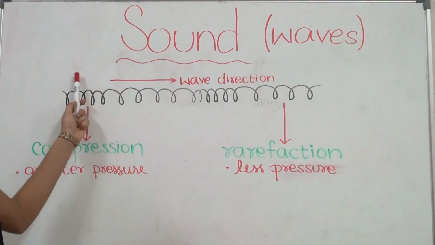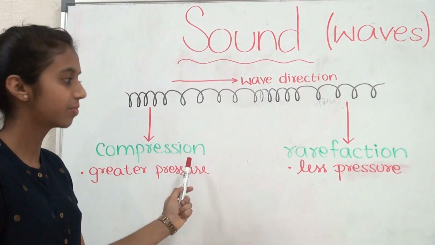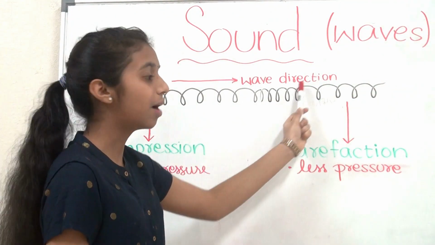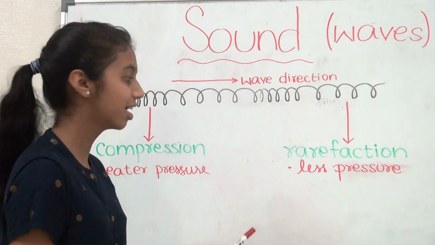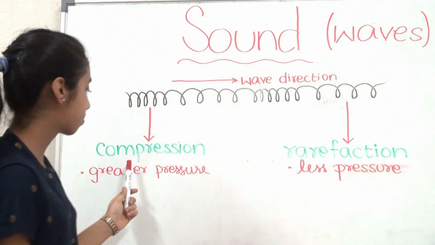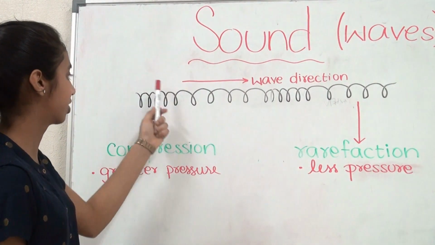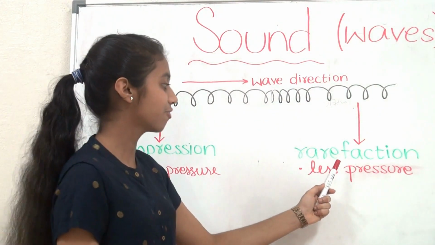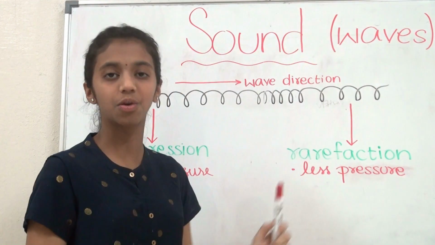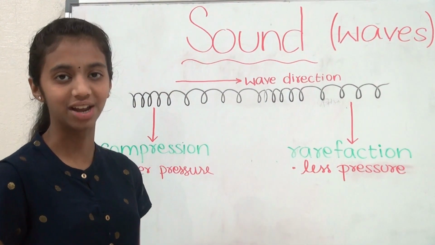This part, where the particles are close together, is called compression, like here as well in the wave. The part where the particles are spread apart is called rarefaction, as here in the wave. Compressions have greater pressure than normal as the particles are closer together, and rarefactions have less pressure than normal as their particles are spread apart. Hence, sound waves are also called pressure waves.